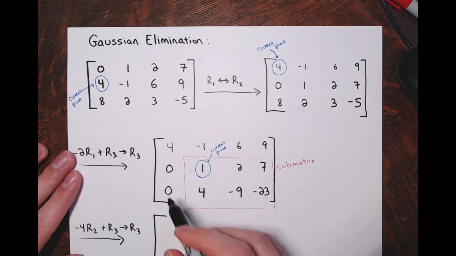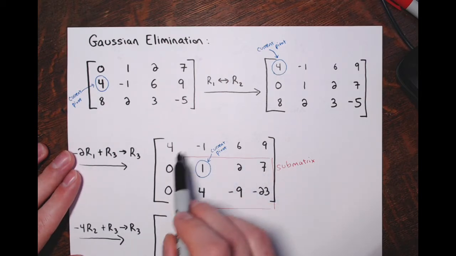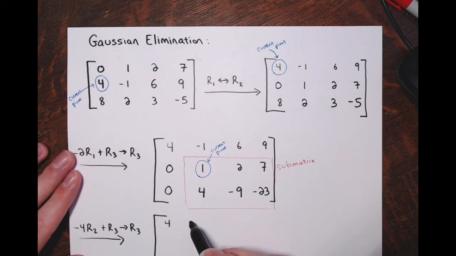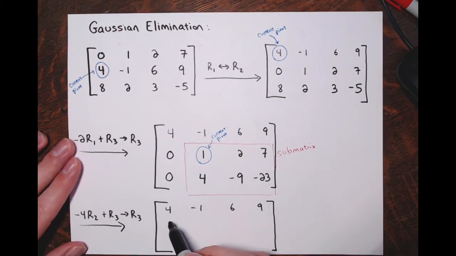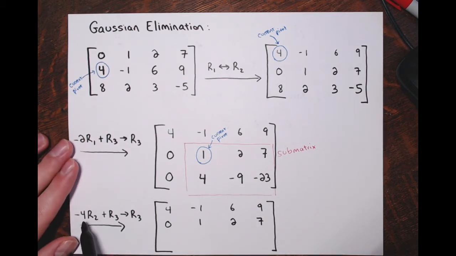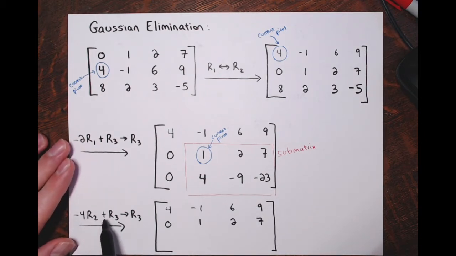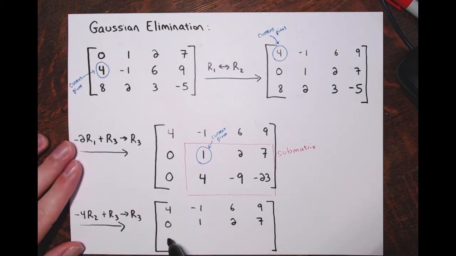All right. So the first column, I'm only replacing the third row of this whole matrix. So the first 2 rows stay the same. 4, -1, 6, 9. Then the second row stays the same. 0, 1, 2, 7. Right. And then I'm taking -4 times the second row entries, adding to the third row entries to get a new third row. Well, this will still be zeros, this first column, right?